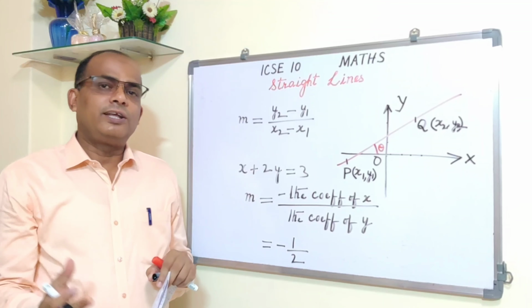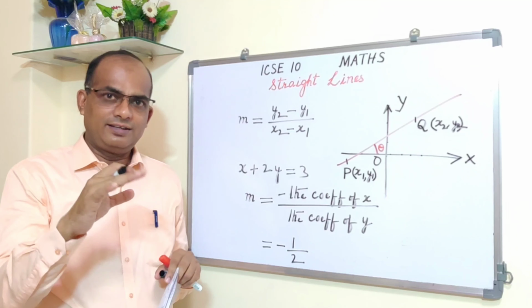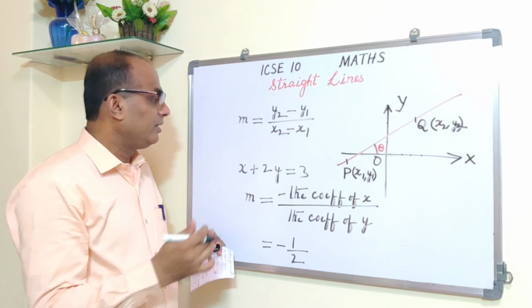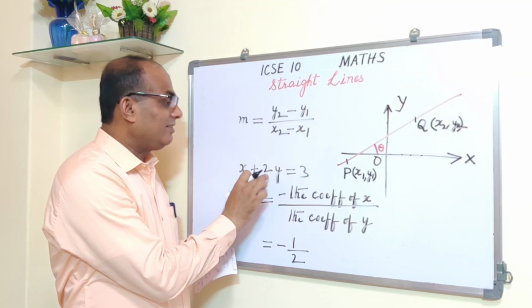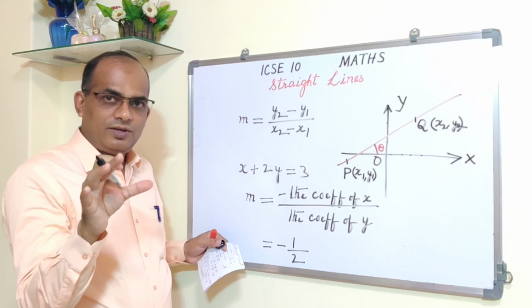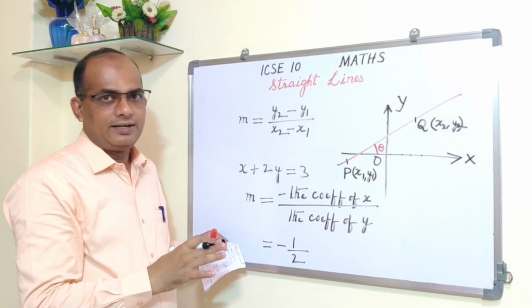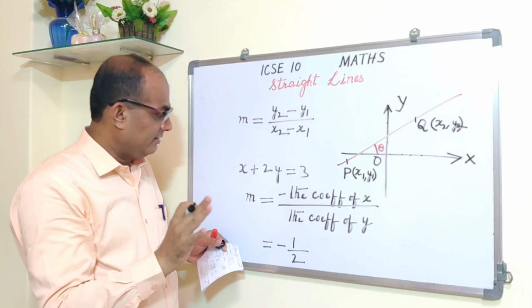There is another way also that I will be teaching you. We will see that in the later part. In next videos, we can convert this into a particular form of the equation of a line and then directly we can find out the slope of the line. Okay, that is a different thing.